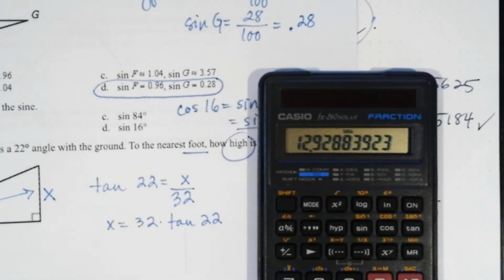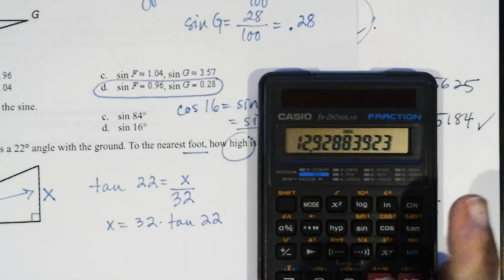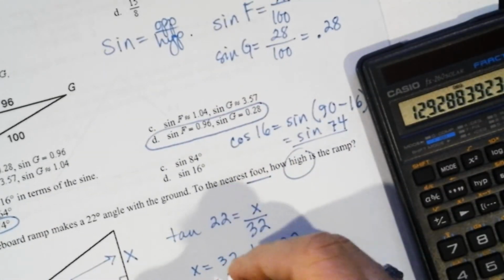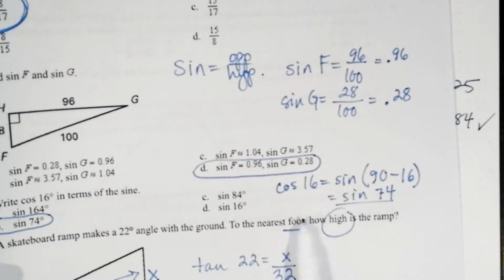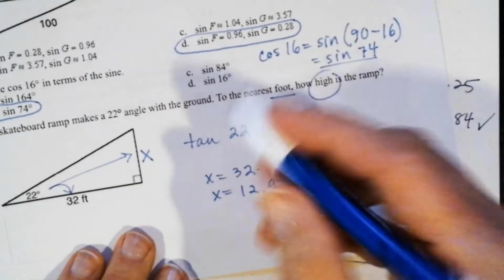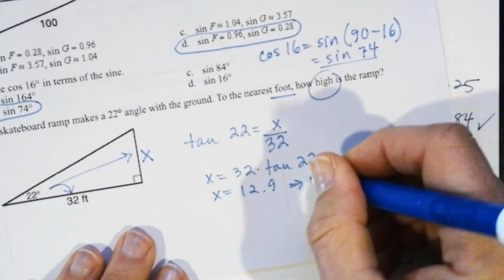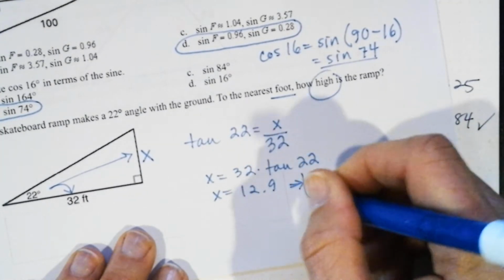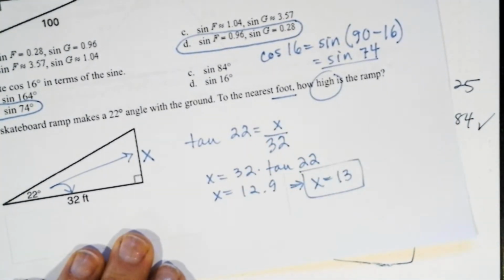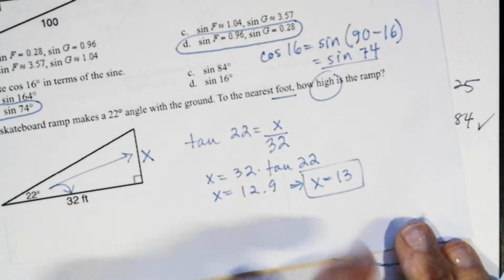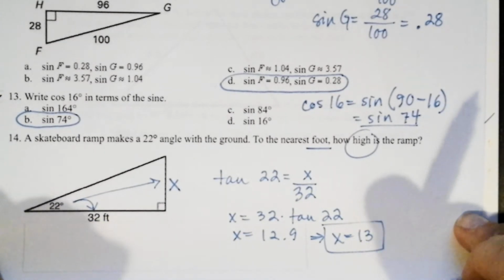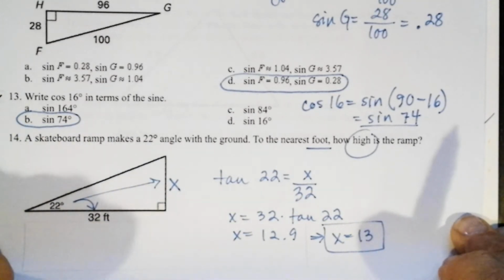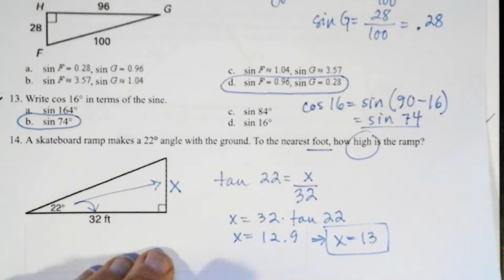Okay, and that's 12.93. So if this is 12.9 and it's said to the nearest foot, then the answer I would put is x equals 13. Now, if you put x equals 12.9 and it's expecting 13, you could get it marked wrong. So please be careful about how you follow the directions and what the problem is looking for. The computer is kind of dumb that way.